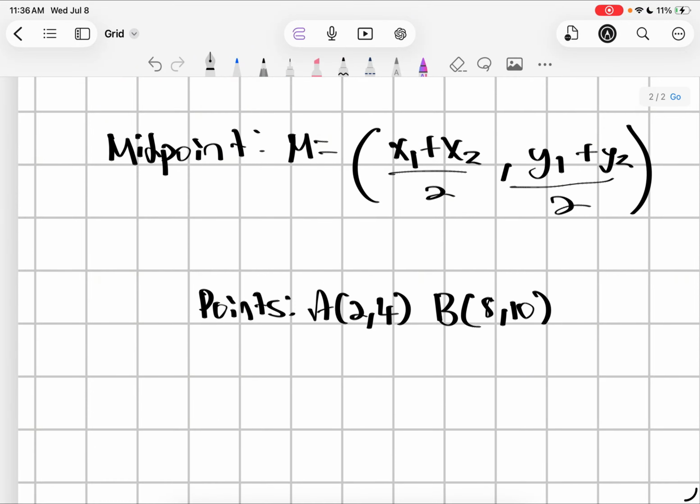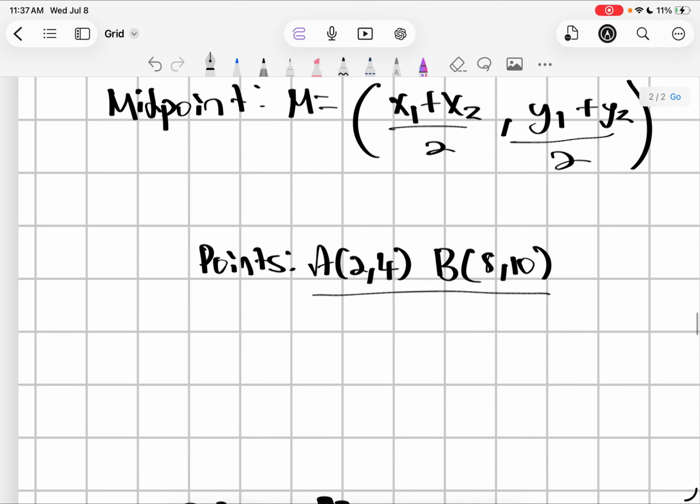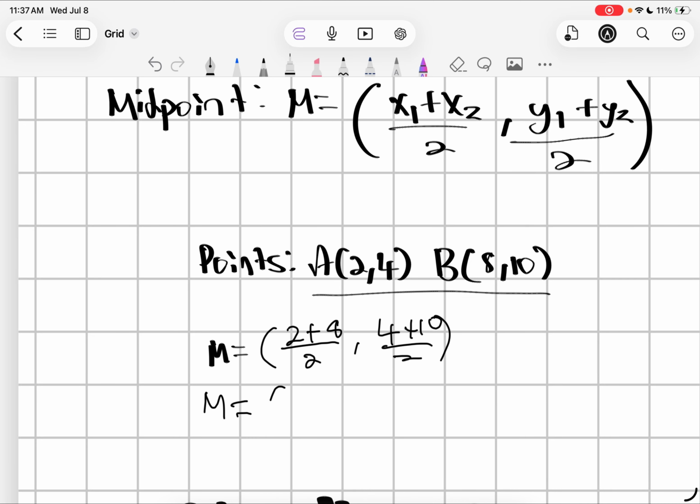I forgot to mention before, but you have to know how to find important points, such as here we just come up with random points A and B. So now, let's just do the midpoint formula. You get M equals 2 plus 8 over 2, 4 plus 10 over 2. I'll just skip a step. M equals 5, 7.